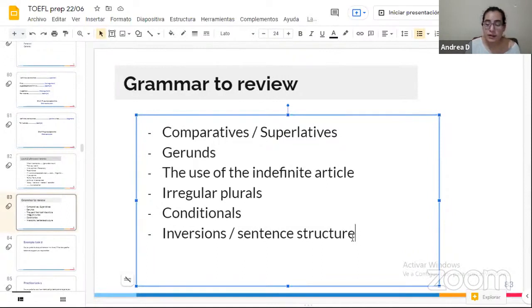You could also use structures like not only but, using an inversion, like not only am I able to do more stuff in the morning, but I'm also happier, or I'm also more excited about things in the morning. I don't know. So those types of structures may be helpful when you're giving your response.